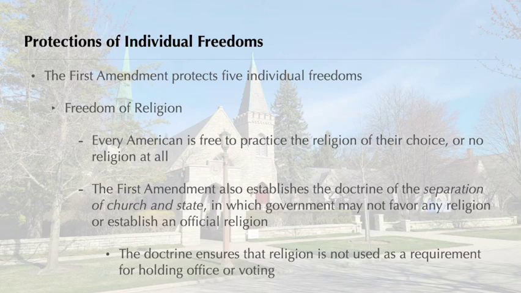These rights include a number of freedoms protected by the First Amendment. The First Amendment provides for freedom of religion. Every American is free to follow the religion of his or her choice, or not to practice any religion at all. Also, the First Amendment establishes separation of church and state, the situation in which the government may not favor any religion or establish an official religion. This was the first time in history that a government had taken such a step. With separation of church and state, religion may never be used as a test for deciding who may hold office or who may vote.